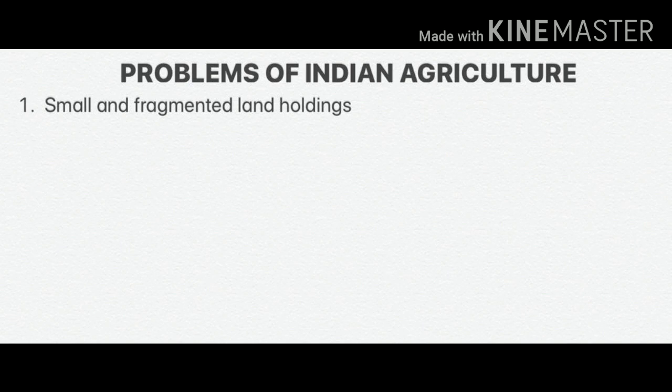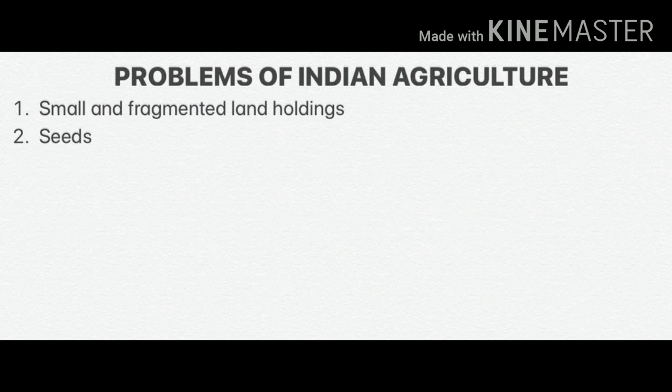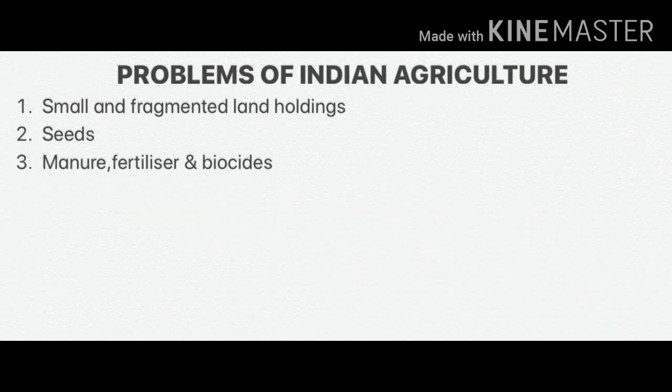Number two, seeds. Seed is the basic agricultural input and it has always been critical to higher agricultural production. Unfortunately, good quality seeds are out of reach of the majority of farmers because of the high price of better seeds. In order to solve this problem, the Government of India established the National Seeds Corporation, NSC, in 1963 and the State Farmers Corporation of India, SFCI, in 1969.